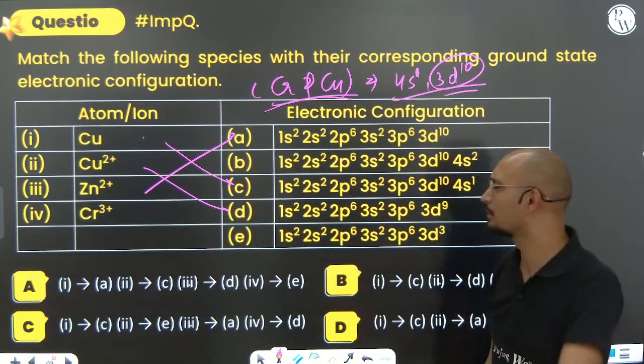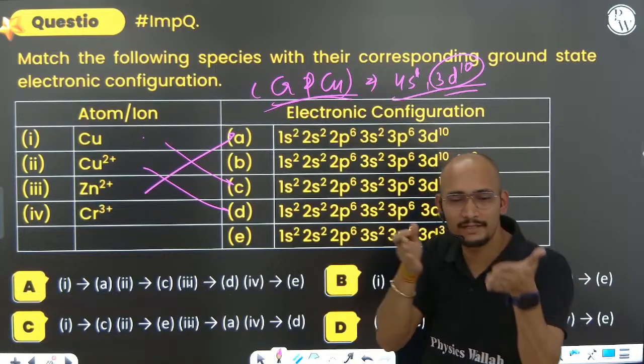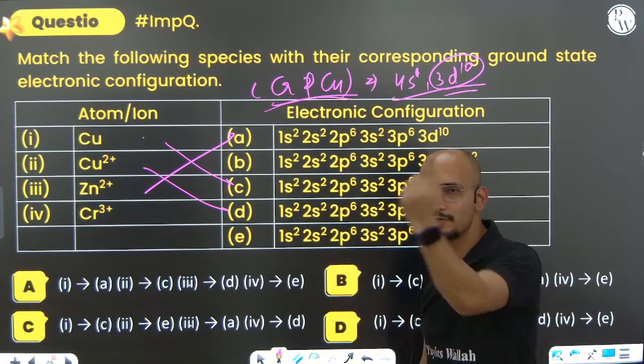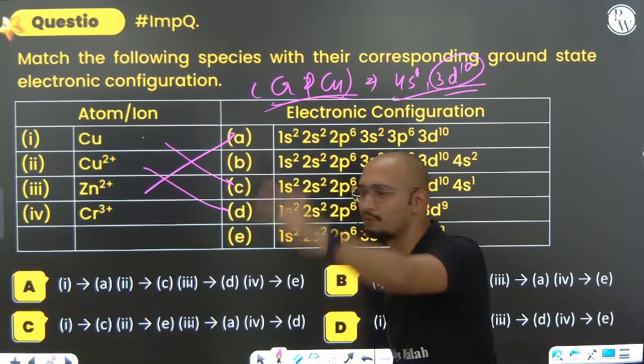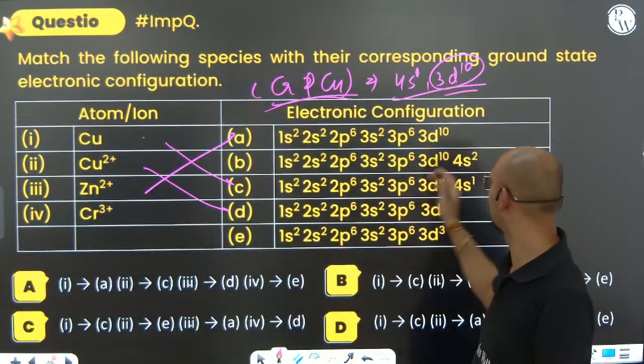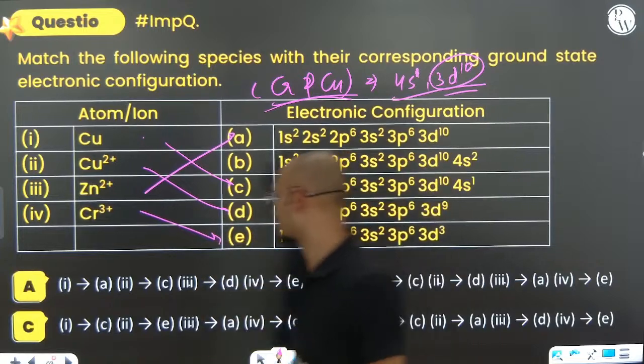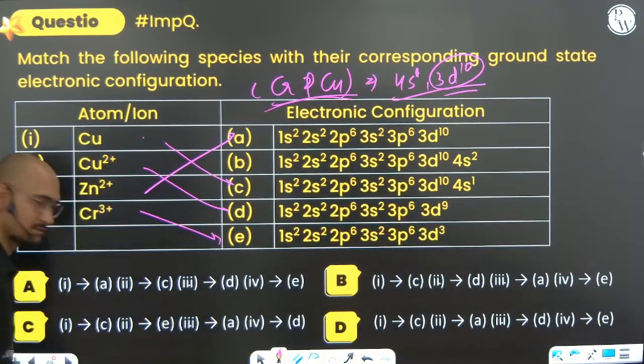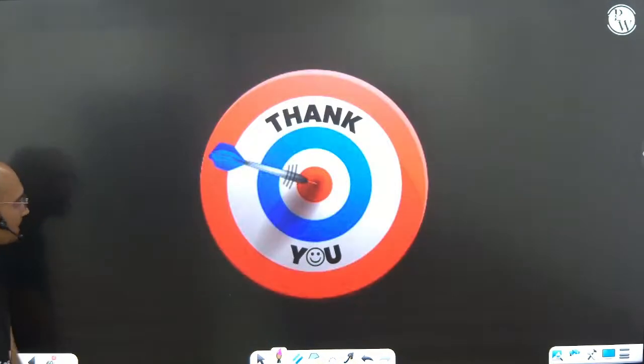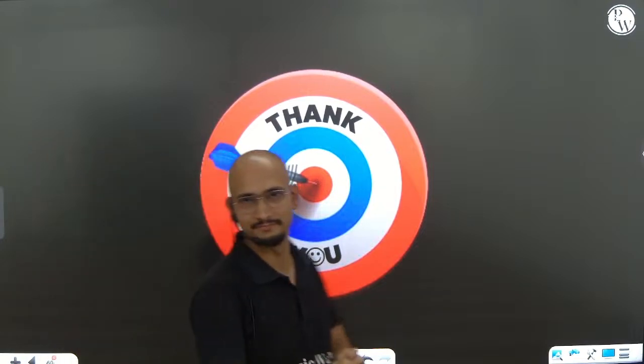Chromium plus 3. Chromium is 24, so 4s1 3d5. From 4s1 and 3d5, remove 3 electrons, giving 3d3. Where is 3d3? Fourth, E. You can just see whichever is the correct option. And that is all. Thank you.